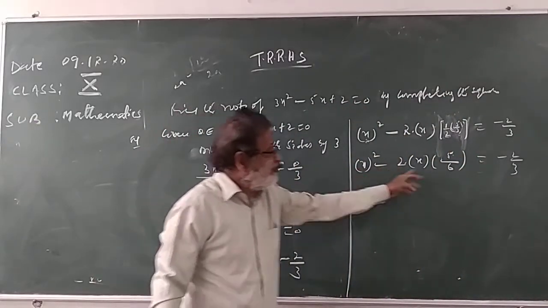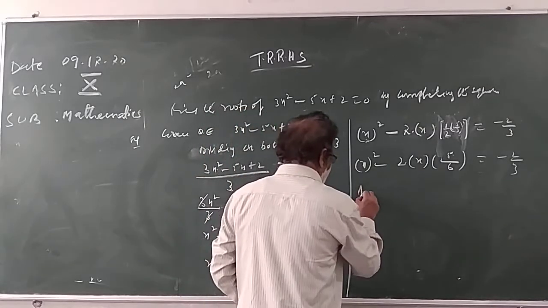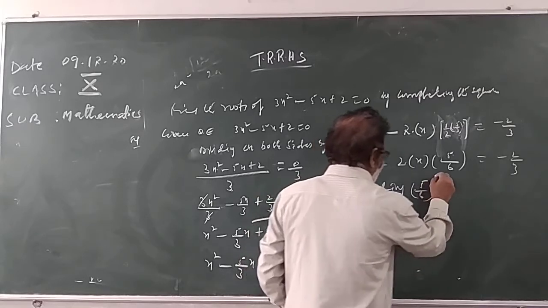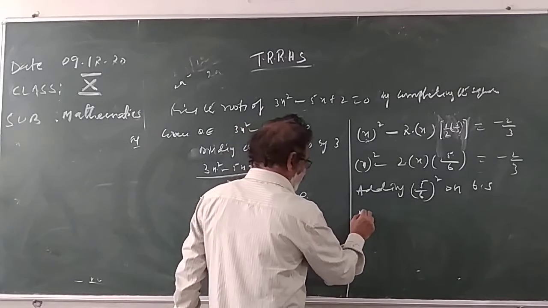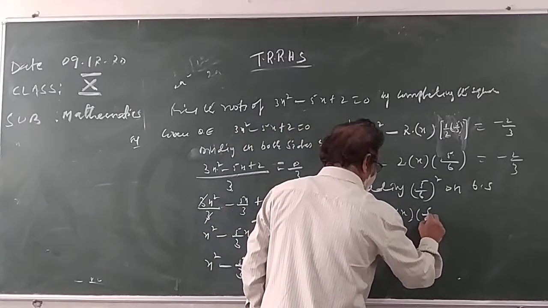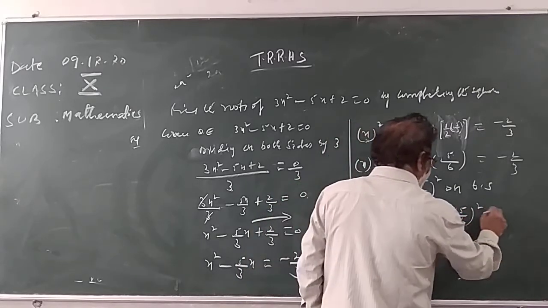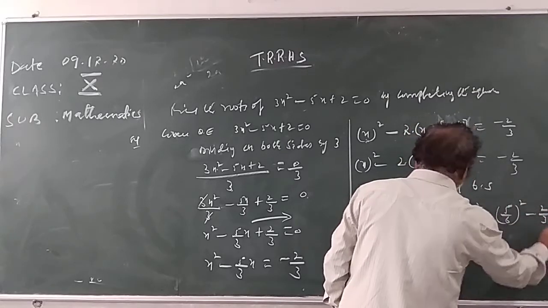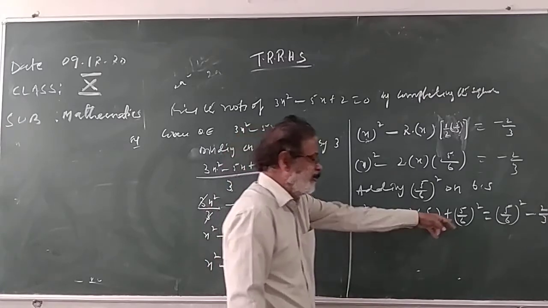So a square minus 2ab, but b square is not there. b square is missing, so add b square on both sides. Adding 5 by 6 square on both sides. So x square minus 2ab plus b square, where b means 5 by 6. The right side also has 5 by 6 square added, minus 2 by 3.